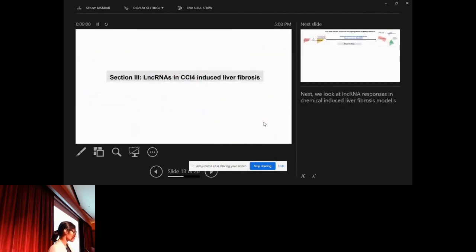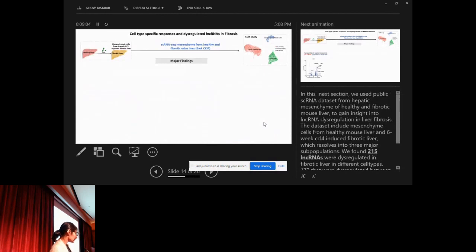In section 3, we are talking about chemical-induced liver fibrosis, where I'm using basically a healthy liver and a CCl4 6-week exposure resulting in a fibrotic niche. This particular dataset is specifically designed for mesenchyme. That means you're looking at only hepatic stellate cells and the two populations, muscle cells and fibroblasts, that form the mesenchyme. The reason being that, even though it's a minor subpopulation, it's the one that is responsible for HSC activation, which is responsible for fibrosis.